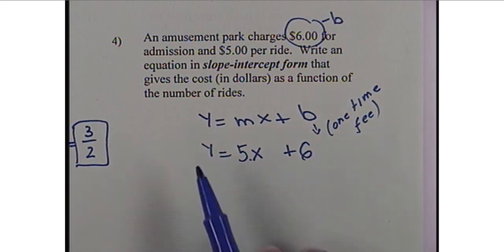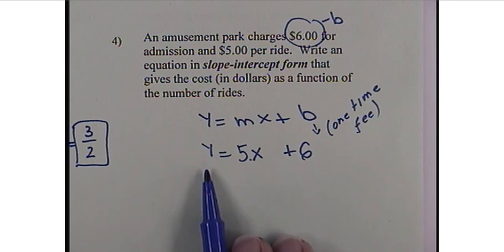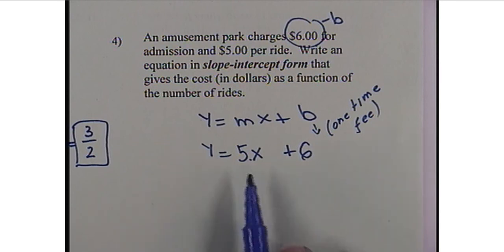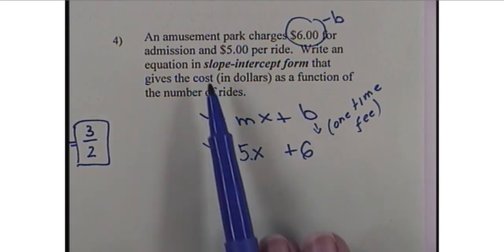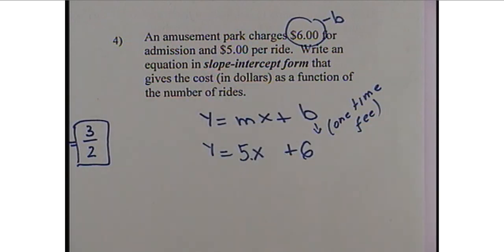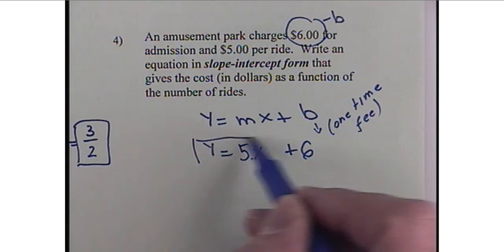So to know how much total you will be charged, you can always say, well, my total amount will be equal to $5 times, for example, 3 rides plus $6 admission fee, and that will be equal total of $21, for example. You don't need to do those calculations. The question is only how do you write this specific information in slope-intercept form. So this will be the final answer.